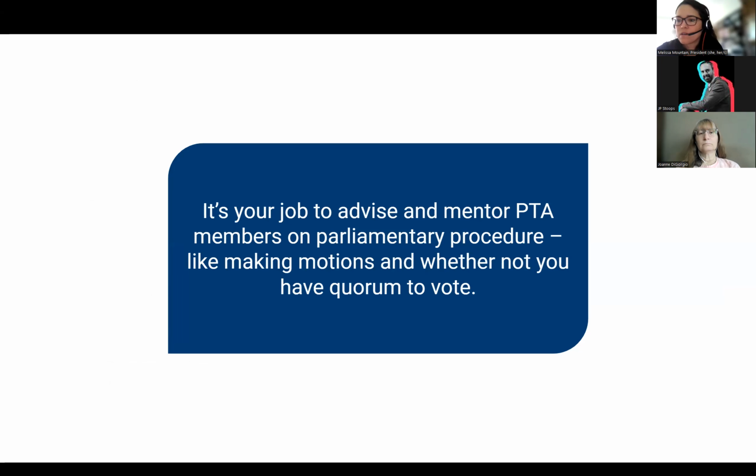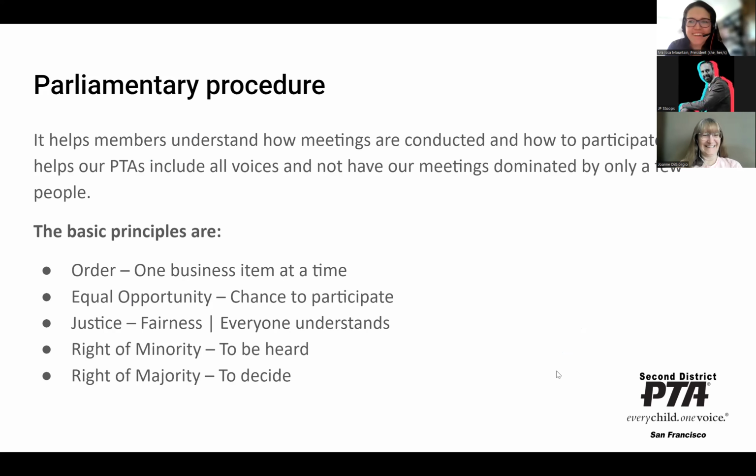The next role is to advise and mentor PTA members on parliamentary procedure, like making motions and whether or not you have a quorum to vote. Do you know where to find what quorum is for your executive board meetings or your membership meetings? It's in your bylaws. It's pretty much always the answer. The answers are in there. It's such a useful document. You can find the minimum number of people to conduct business in both types of meetings, and it's always a different number for each. It's my summer homework to review the bylaws. Very good.